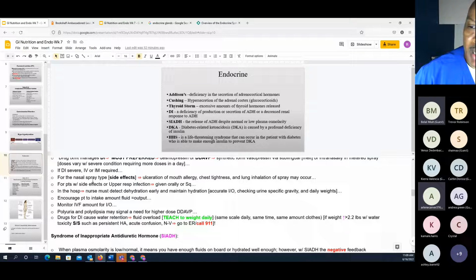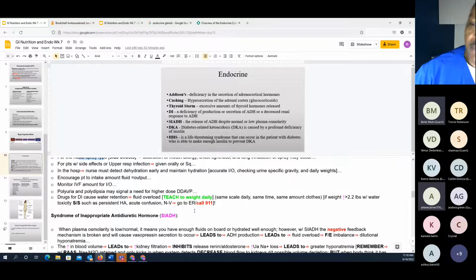I talk about some of the side effects from this drug: ulceration of the mouth, chest tightness rather, for that one. Monitor IV fluids as well as intake and output, of course. Remember, if you're giving these patients desmopressin, one of the problems that can develop is fluid overload, because if they're not urinating as much, and especially if they're getting a lot of fluids, then they can go into fluid overload. So we have to make sure that we are watching their weight, watching their intake and output, watching for signs and symptoms of fluid overload.